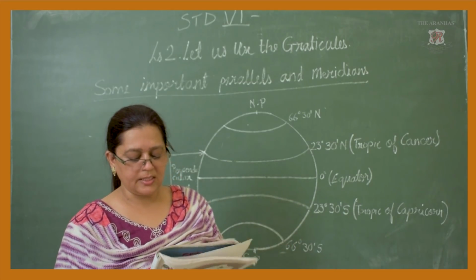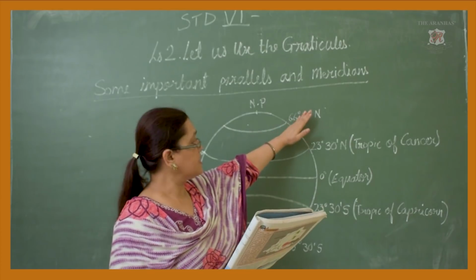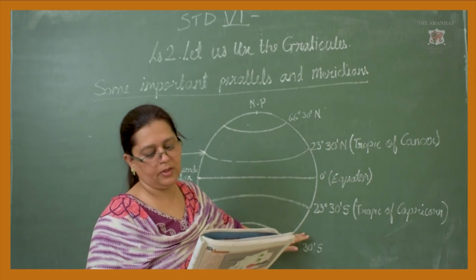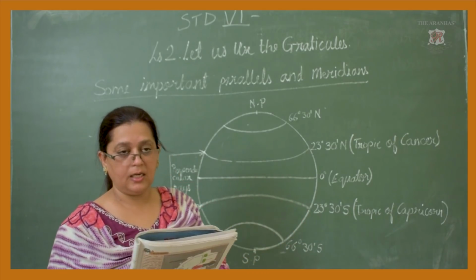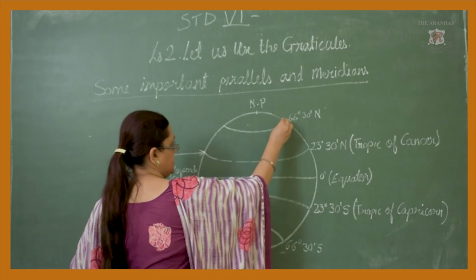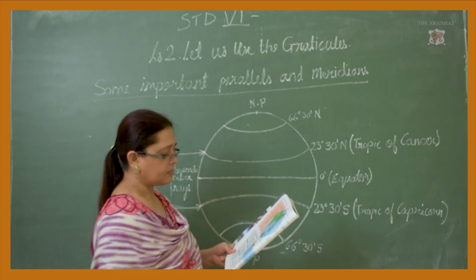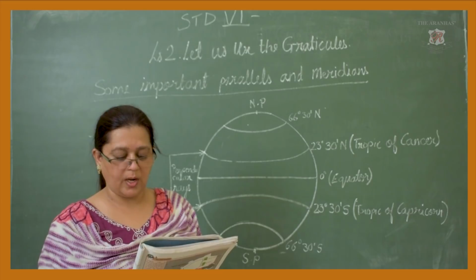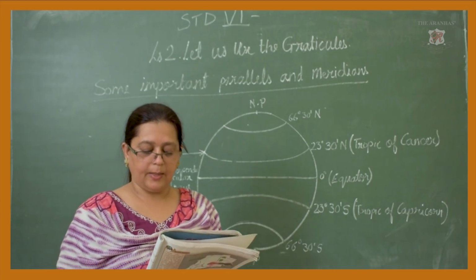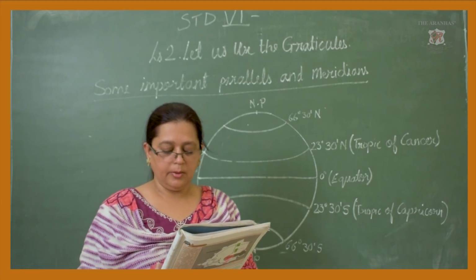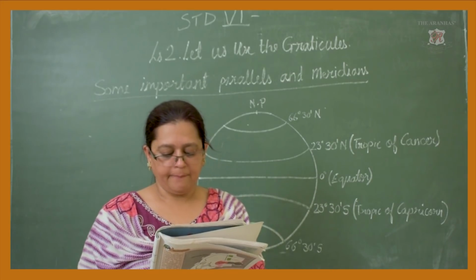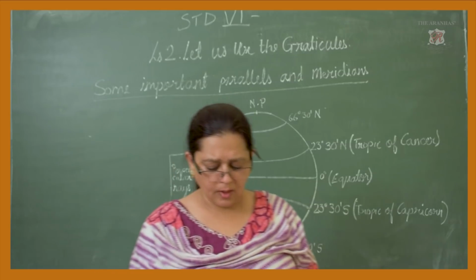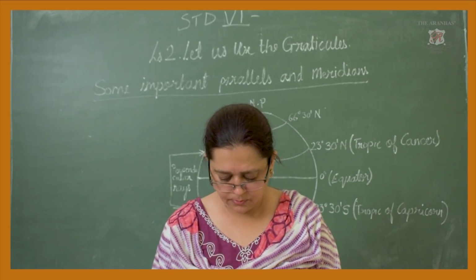Equator. Now the parallels at 66 and a half degrees north and south of the equator are also called the polar circles. In the area between these two parallel lines, throughout the year, daytime lasts within the limits of 24 hours.